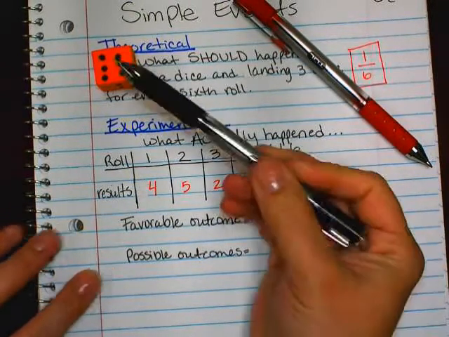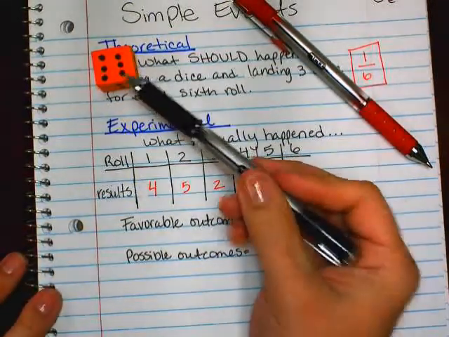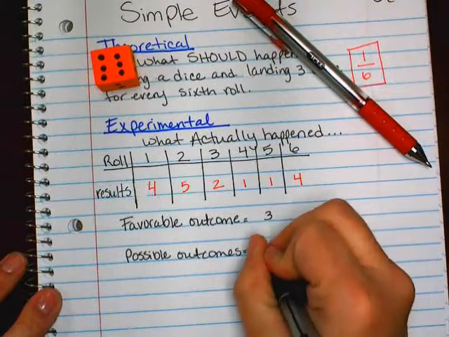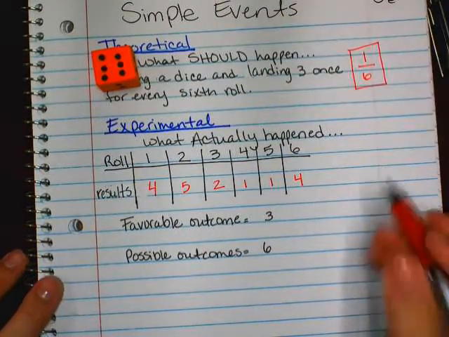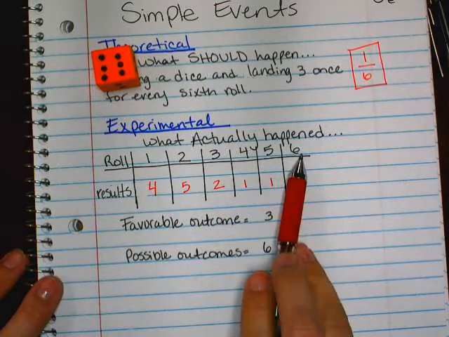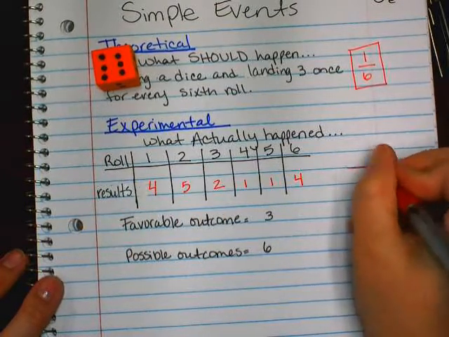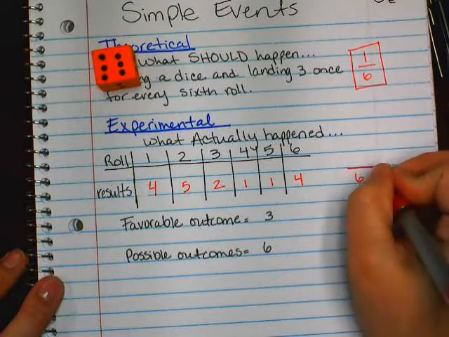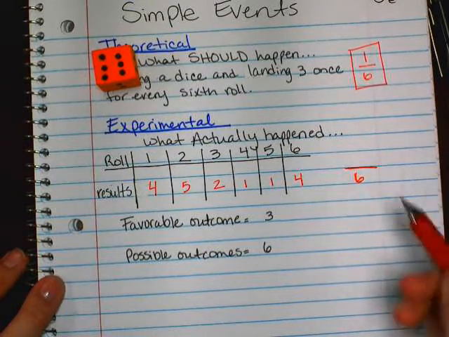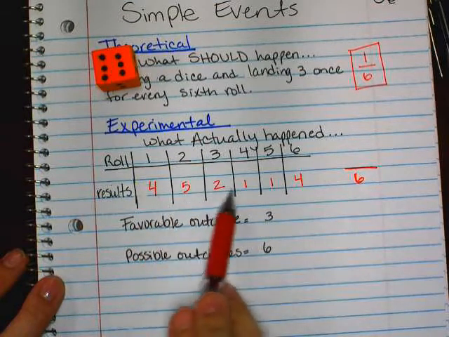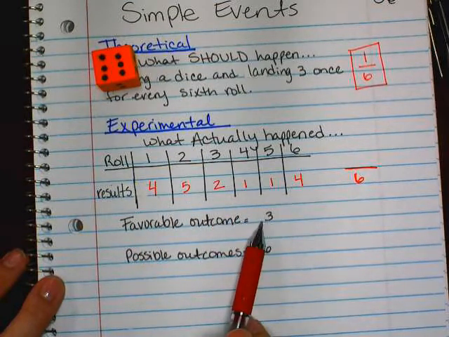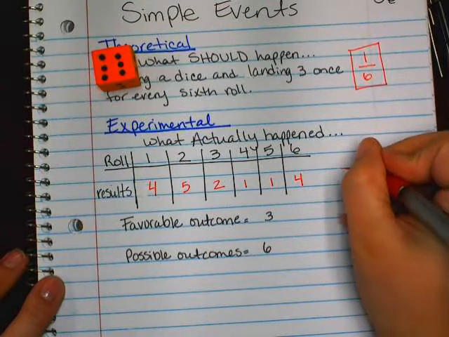How many possible outcomes are there on the dice? 6. Let's write our fraction here. So we rolled it a total of 6 times. So remember, at the bottom of your fraction is your all. We rolled the dice 6 times. Out of those 6, how many times did our favorable outcome occur? 0.